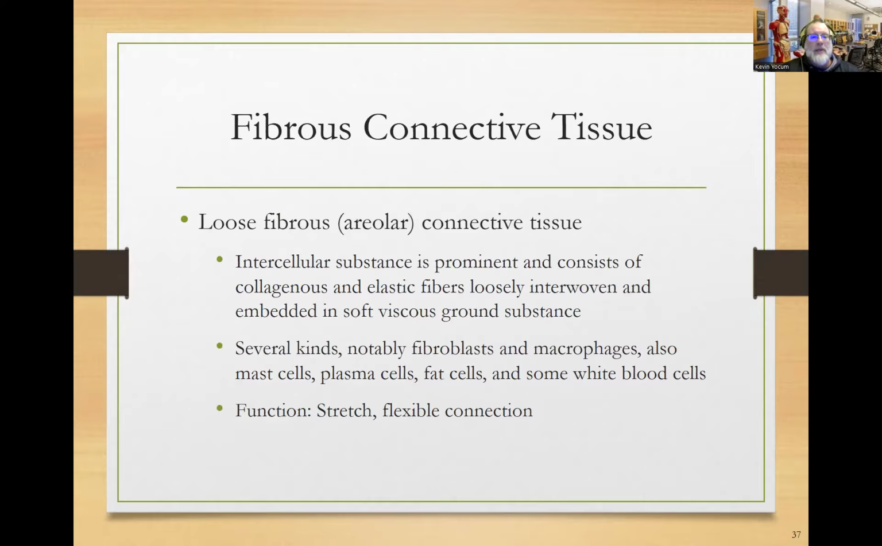All right, so let's take a peek at a couple of these. So, loose fibrous or areolar connective tissue. Intercellular substance is prominent, so the matrix is prominent. We're going to see a lot of collagen and elastic fibers, some ground substance in there. Different fibroblasts, macrophages, plasma cells, fat cells, white blood cells. So, a lot of different cells floating around in the matrix.